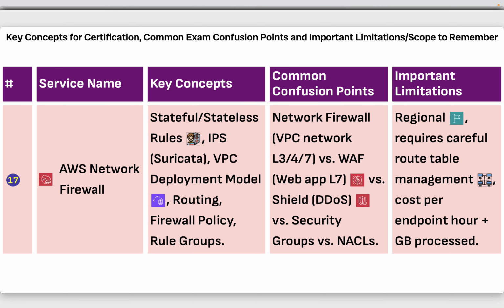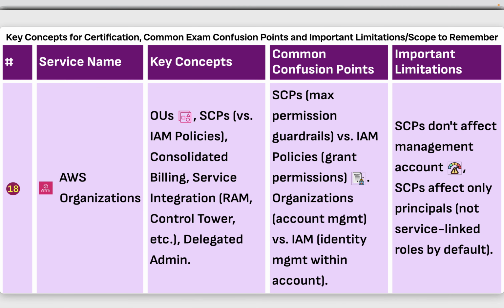Then AWS Organizations. Key concepts are OUs, SCPs versus IAM policies, then consolidated billing, service integration like Resource Access Manager, Control Tower, etc., and delegated administration. Confusions can be SCPs, there is a max permission guardrail.